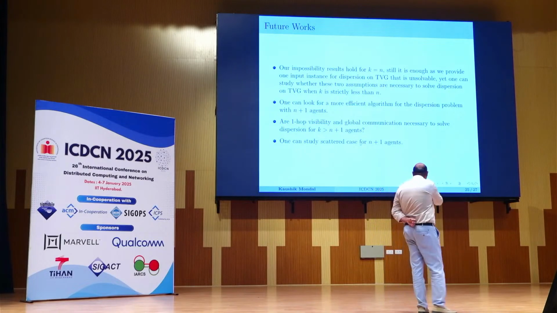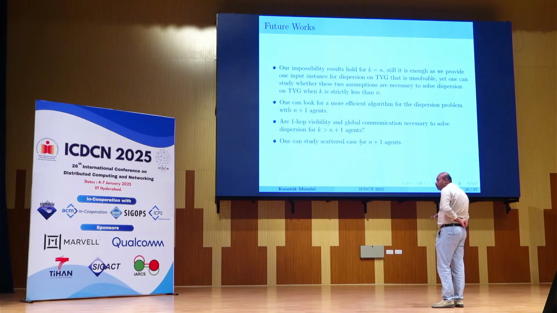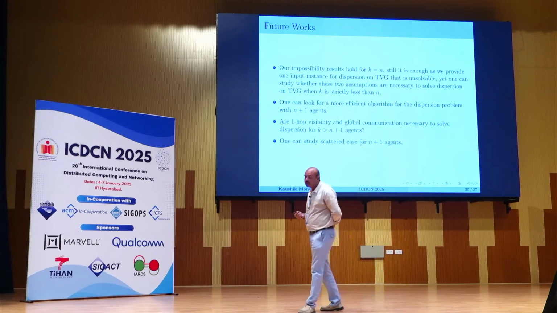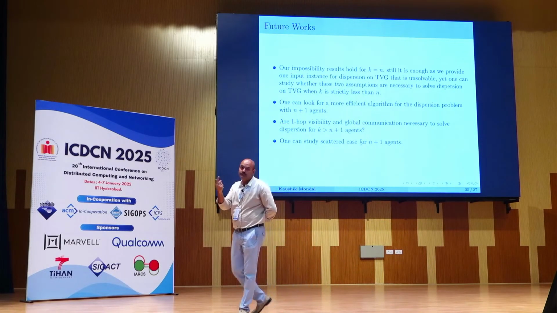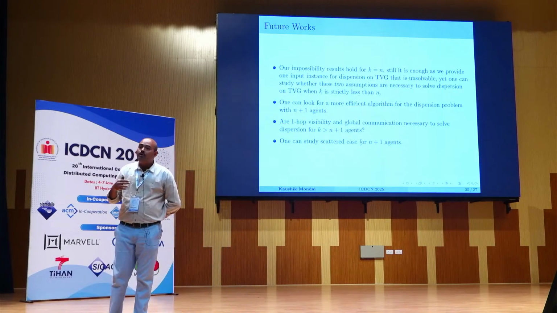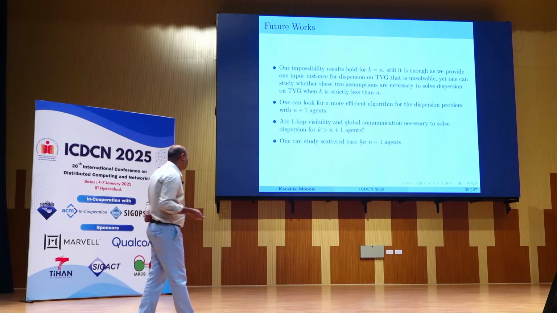One point is that our impossibility result holds for k equal to n only, but still we can say that the problem is impossible to solve because we are giving one instance where it is impossible to solve. But it is really open to study what happens if k is less than n, and whether one can come up with an impossibility instance.